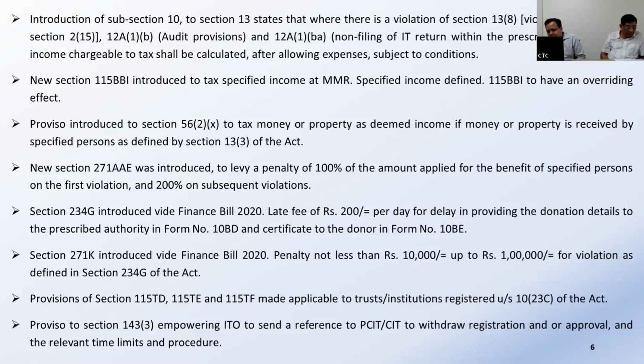Then 115TD, which earlier was not there for 10(23C), now includes 10(23C) also. That is accredited income. Then, as we discussed, the proviso to section 143(3) empowers the ITO to send a reference to the PCIT or CIT to withdraw registration and/or approval, and the relevant time limits and procedures have been defined by this amendment.